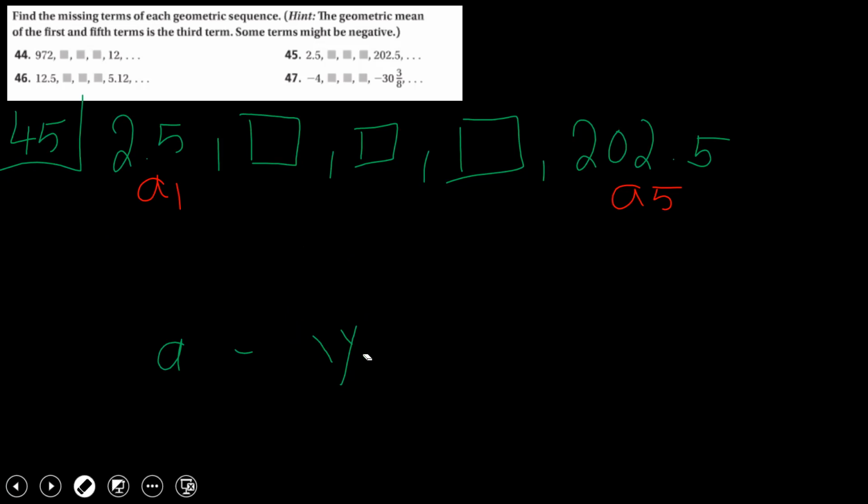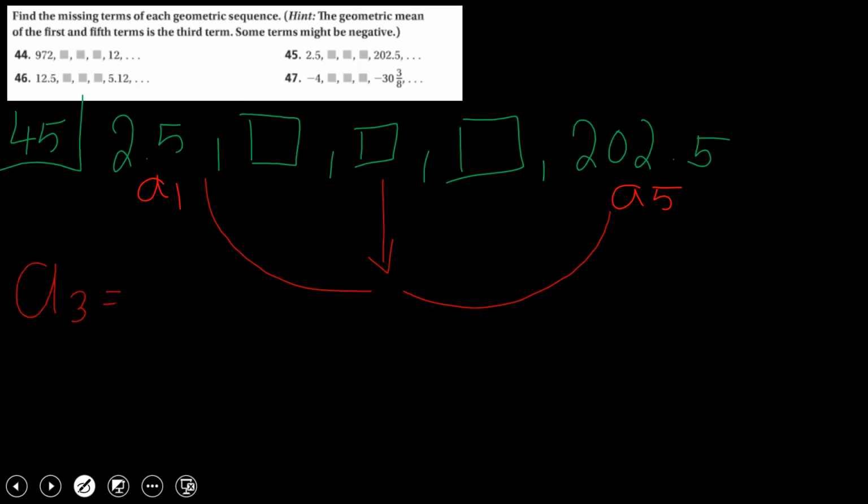As we said in the arithmetic sequence, if I have to find A sub 3, I just add A sub 1 plus A sub 5 and divide by 2. Here in the geometric sequence, you do something similar, but you don't add them and divide by 2 like the average. You say the square root of A sub 1 times A sub 5. If I multiply A sub 1 times A sub 5, the product, and take their square root, I will find A sub 3.